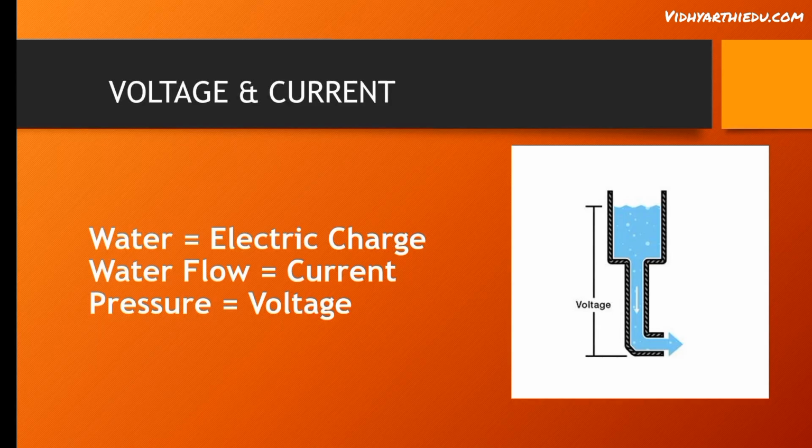Now how is this water pressure formed in these two pipes? Due to the difference in the cross sections: the first pipe has a large cross section and the second pipe has a small cross section. Due to the difference in the two cross sections and also the difference in their heights, some water pressure is formed. This water pressure is similar to the electrical voltage.